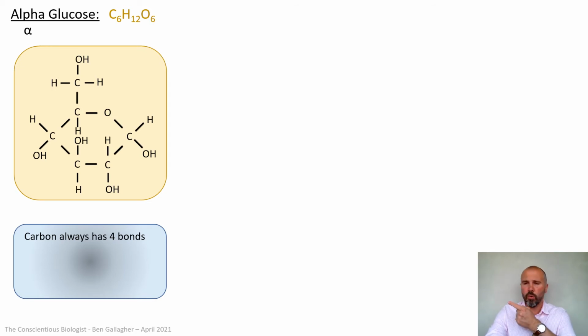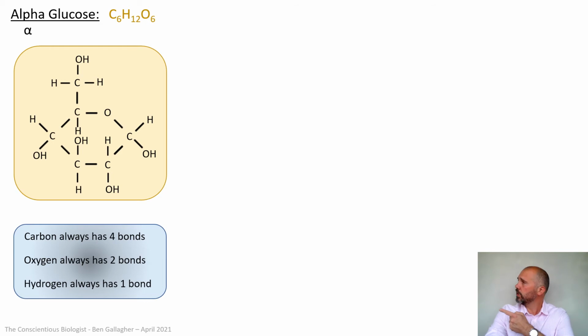So carbon always has 4 bonds. Oxygen always has 2 bonds, and hydrogens always have 1 bond. And if you look at the glucose molecule, that's all it contains: carbons, oxygens, and hydrogens. Every single carbon has 4 bonds coming off it. Oxygens have 2. Not always obvious when you've got oxygen in the OH groups.